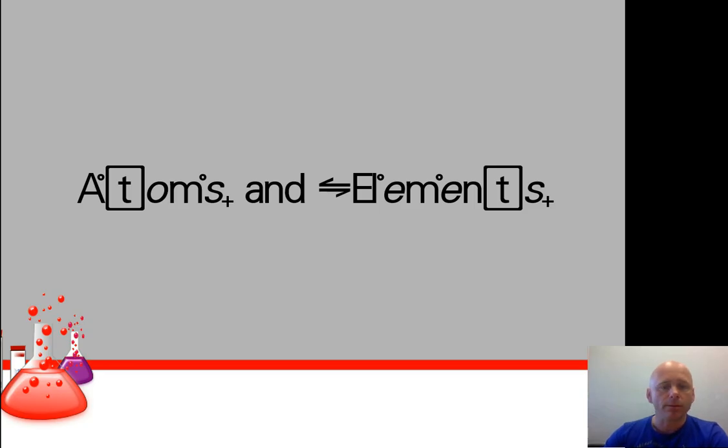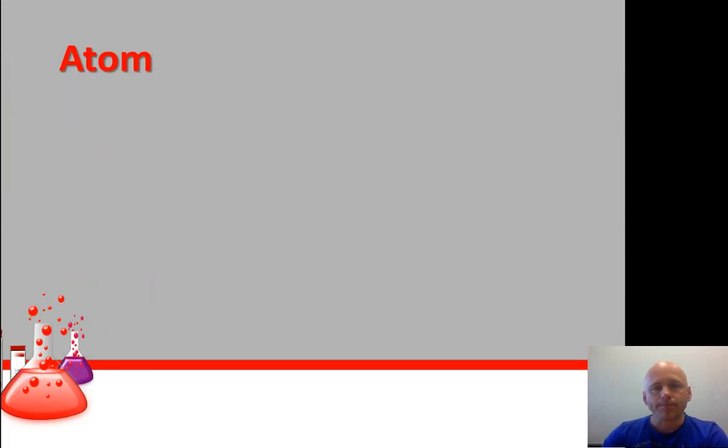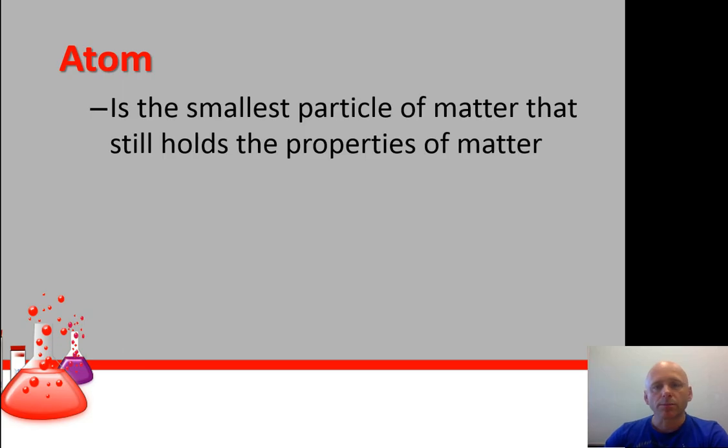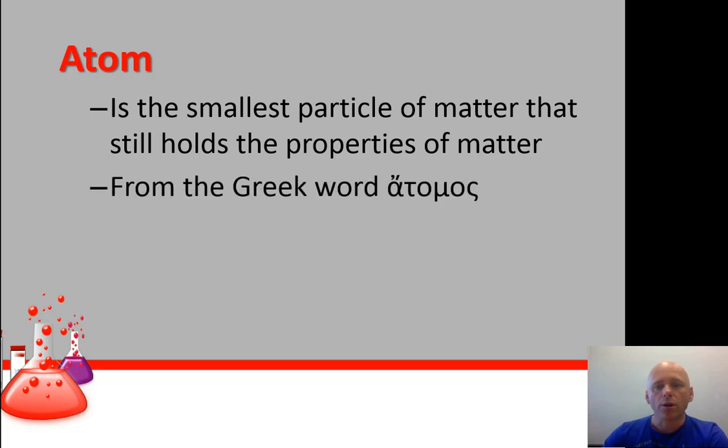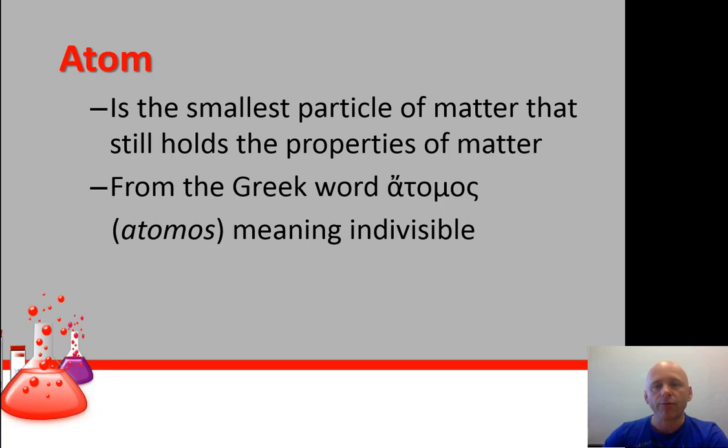Alright, let's get started. First off, the atom. The atom is the smallest particle of matter that still holds the properties of matter. Okay, they have mass and they have volume. And it's from the Greek word atomos, meaning indivisible.